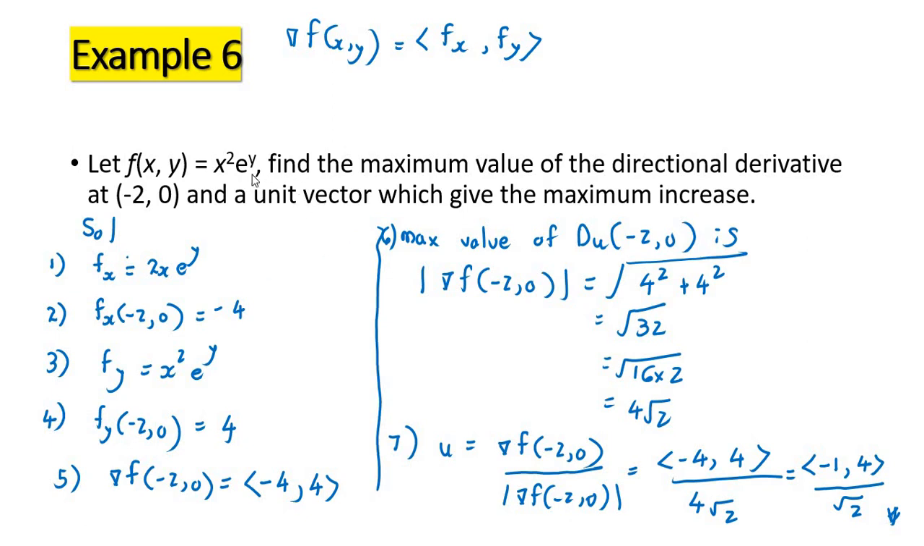So this question, example 6, compared to example 5 is only to find the direction which gives maximum increase. The direction is given by the gradient vector, but they want a unit vector. So the unit vector will be the gradient vector divided by the magnitude. The magnitude is actually the maximum value of your directional derivative obtained in step 6. So that's why the unit vector they obtain is negative i plus j divided by root 2. So we can conclude back the directional derivative.